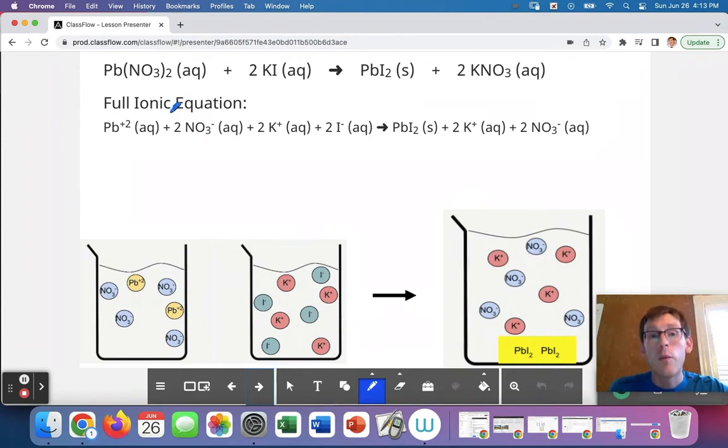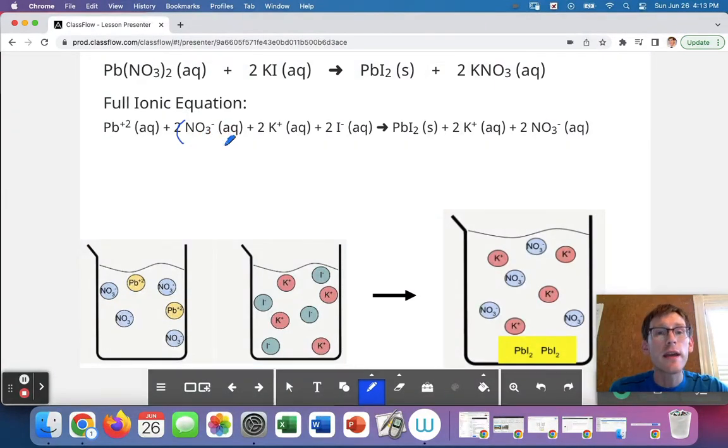Note that just because there's a 2 subscript here does not mean that we should have brackets around the nitrate and say the 2 here. That doesn't make any sense, because if the brackets were there and we had a 2 here, it would suggest that these 2 nitrates, for example, are stuck together floating around, which is absolutely not the case here. These are all independent of one another, so we put a 2 in front of the NO3 minus.